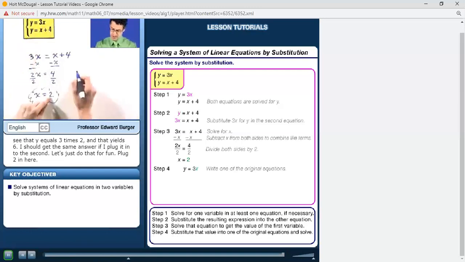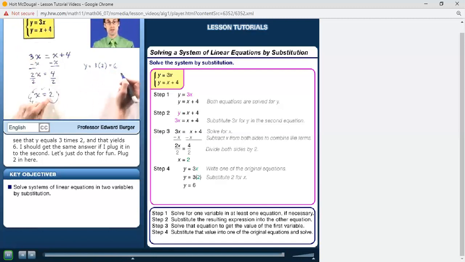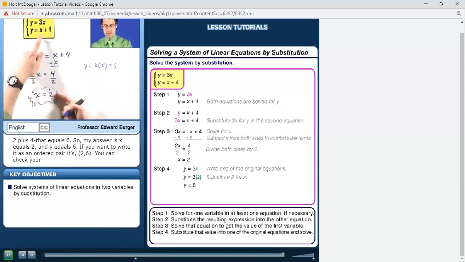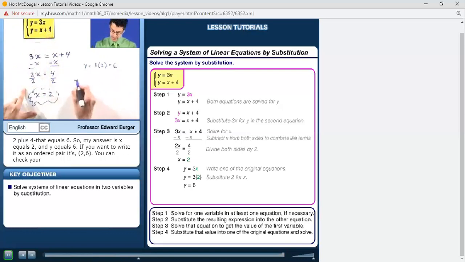If I plug into the first, I'd see that y equals 3 times 2, and that yields 6. I should get the same answer if I plug into the second. Let's just do that for fun. Plug 2 in here, 2 plus 4, that equals 6. So my answer is x equals 2, y equals 6.